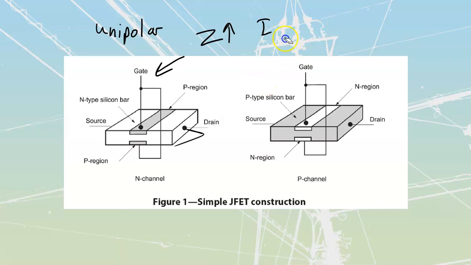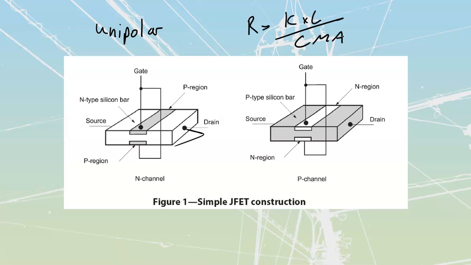The first one that we're looking at is this JFET over here, the junction field effect transistor. And the way that the JFET works is that we are going to have a bar of material. Now, I don't know if you remember your formula for determining the resistance of a device, but R is equal to K times L over top of CMA. This tells you the resistance of any type of device, and we know that the CMA is going to be the area. We know that the L is going to be the length, and we know that the K is going to be the material type.